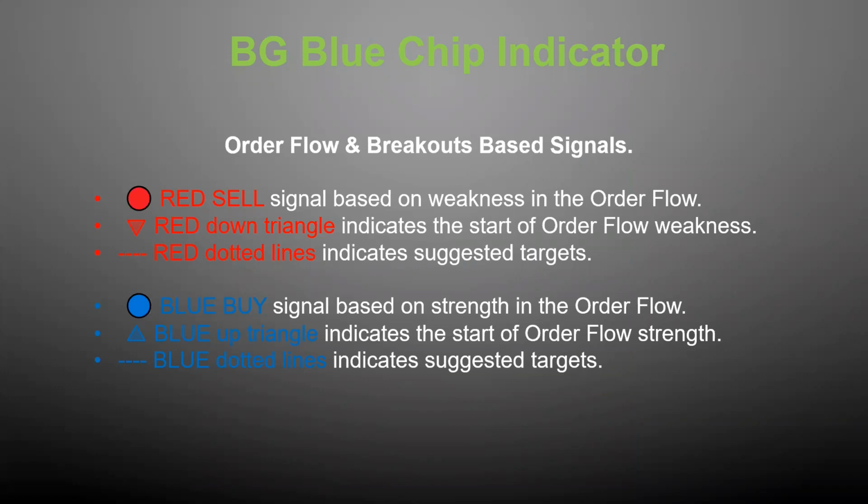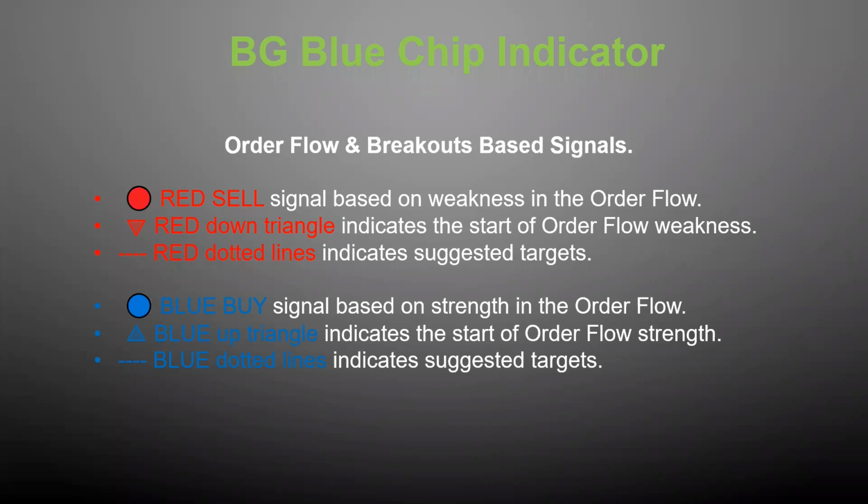Okay, you get a triangle, right? And the base of the triangle is where we're likely to find order flow weaknesses, which is where you put your stop. And then you get horizontal dotted lines to tell you where your targets are. Let me show you an example. They're not willy nilly.